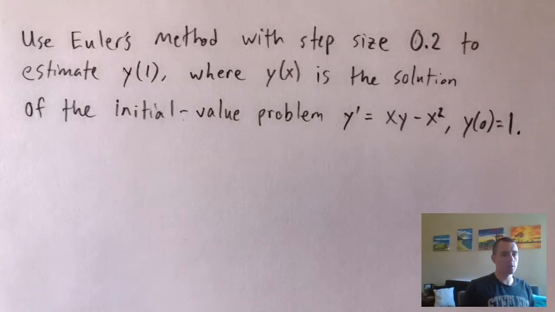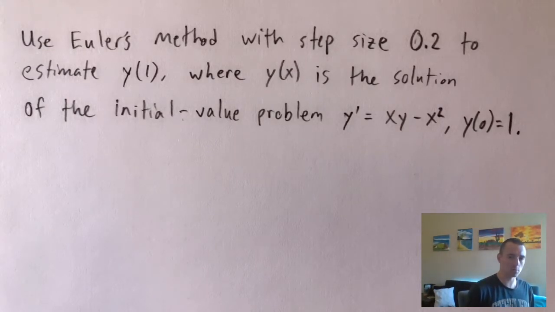Today I'm going to be showing you how to do this problem here. We're going to use Euler's method with a step size of 0.2 to estimate y of 1, where y of x is the solution of the initial value problem, y prime equals xy minus x squared, and y of 0 equals 1.